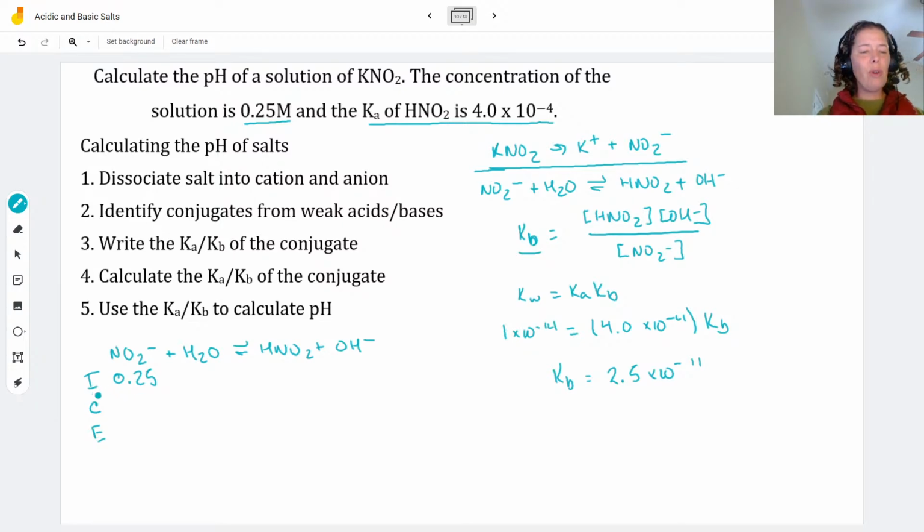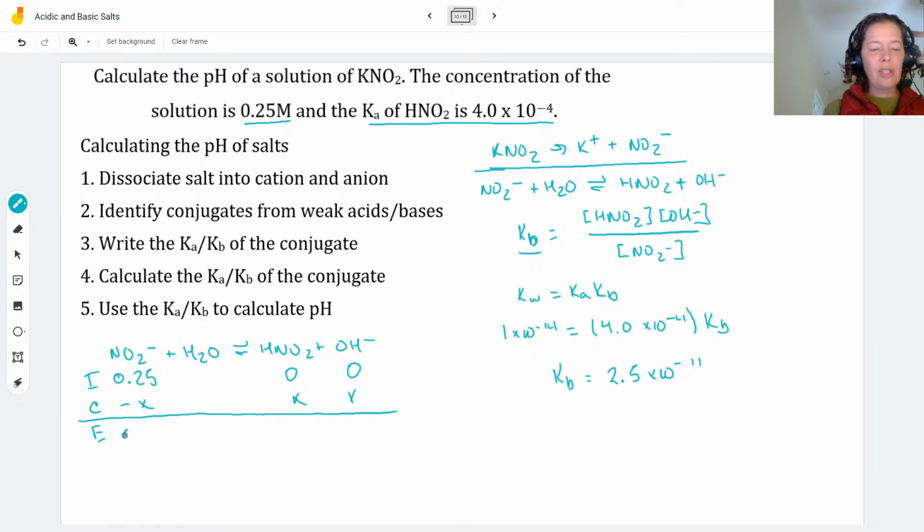Okay, so back to our row of initial concentrations. Nitrite is 0.25. These quantities are both 0. So again, what is the change or what is consumed? We don't know. We're going to call it X. These are all 1-to-1 ratios. And now again, we just add down the column to get our equilibrium concentrations, which I know feels weird because we have all these X's, but we're getting ready to find the value for X. All right, so here are our equilibrium concentrations, even though we don't have numbers for them yet.